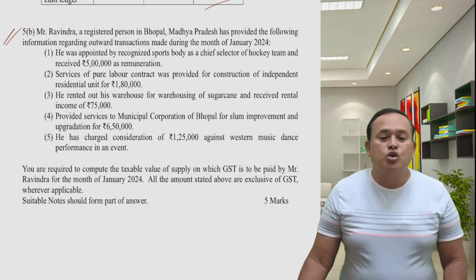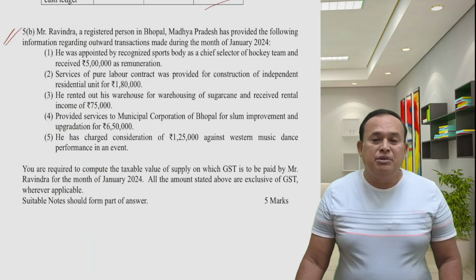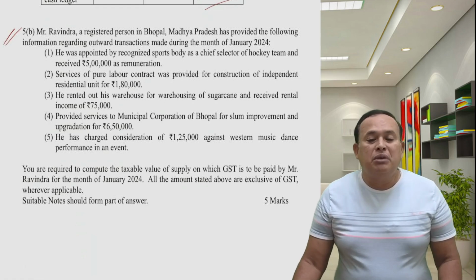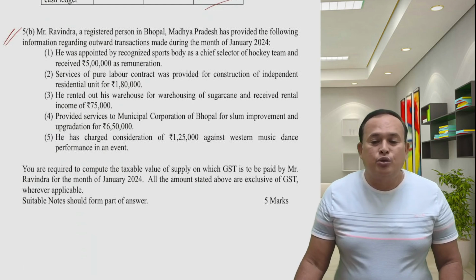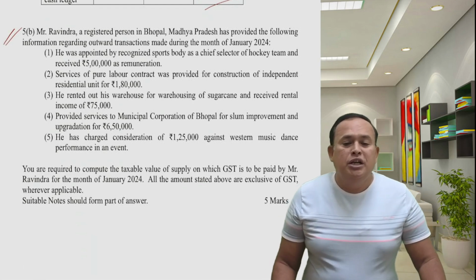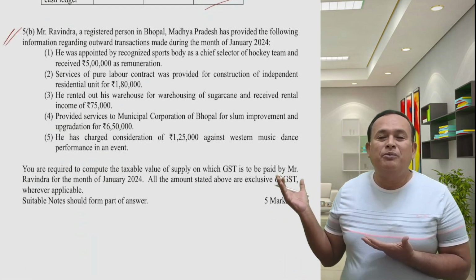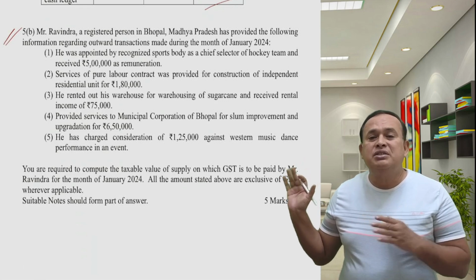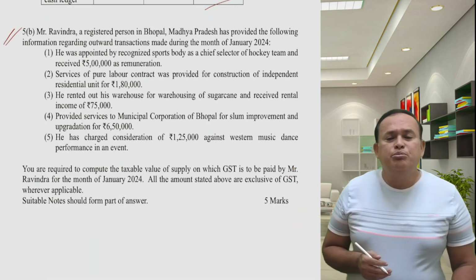You are required to compute the taxable value of supply on which GST is to be paid by Mr. Ravindra for the month of January 2024. All the amounts stated above are exclusive of GST. Wherever applicable, suitable notes should form part of your answer. What a simple problem. This entire question is from the exemptions chapter. Very simple to answer, my dear sir.